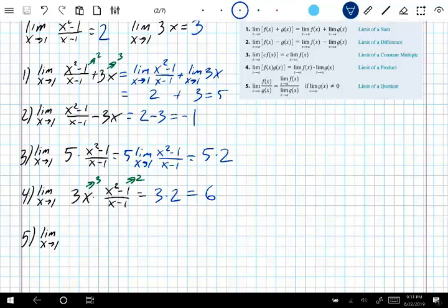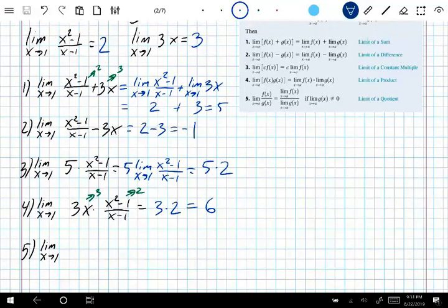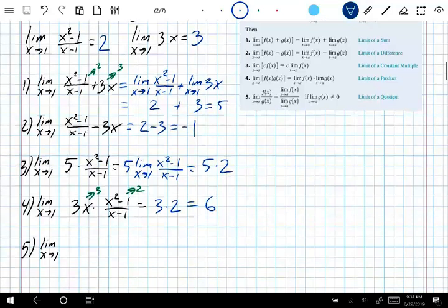So far what do we have? That if we add two functions on the inside, we can evaluate their limits separately. If we subtract, we can evaluate their limits separately. If we multiply by a constant, we just take the limit and multiply by that constant. If we multiply two functions, we can do it separately and multiply on the outside. That's pretty amazing.